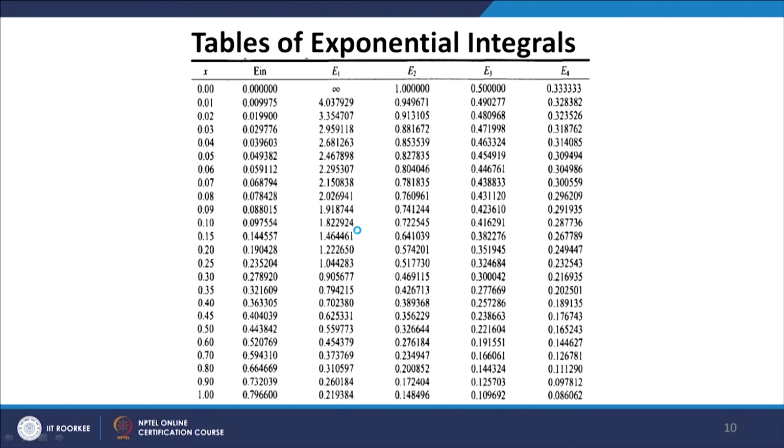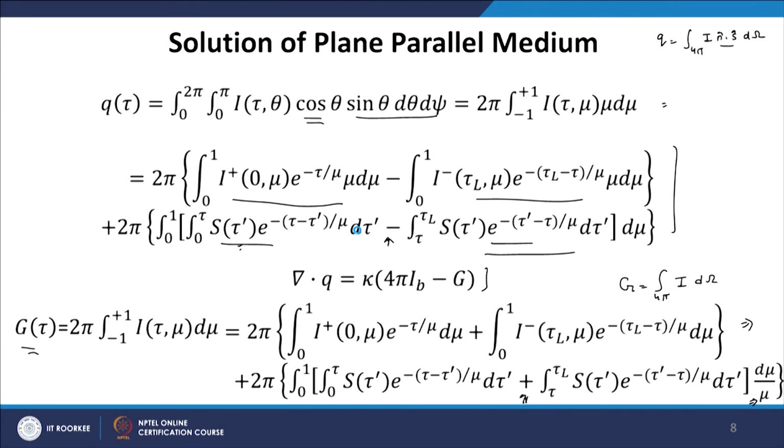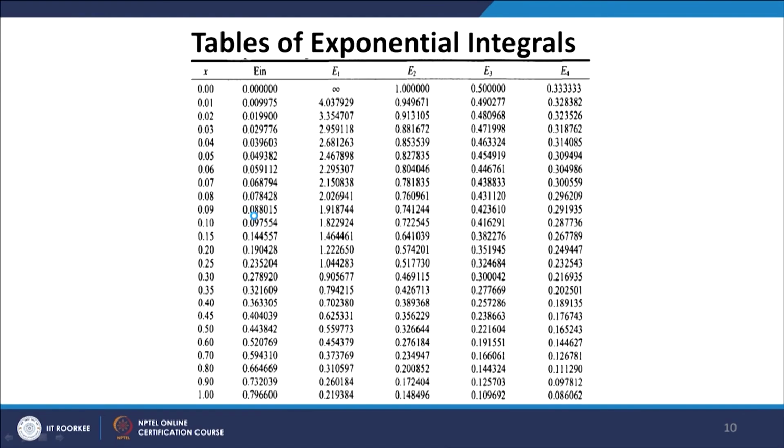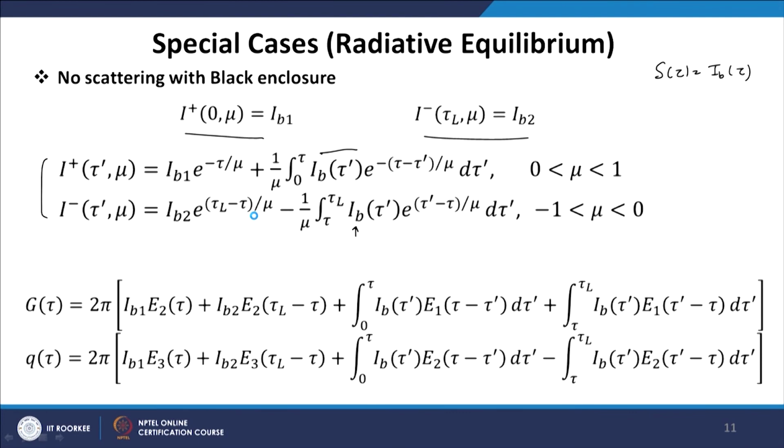So, let me just show you the I plus expression we derived earlier. So, this was the I plus expression, here I plus 0 mu was the boundary condition. So, we have substituted the value of intensity at the wall, at the boundary, in terms of black body intensity IB1 and IB2 to simplify the solution, and same thing we have done for the source term, where we have substituted S tau is equal to IB tau, and our expressions for incident radiation and radiative heat flux have also simplified. This is the final solution, where we have now replaced the integrations with exponential integrals.